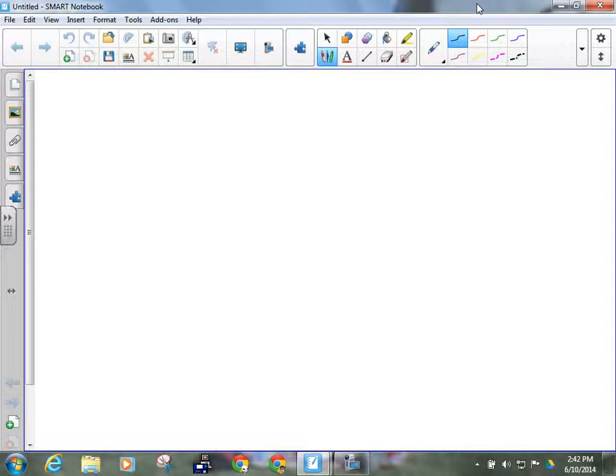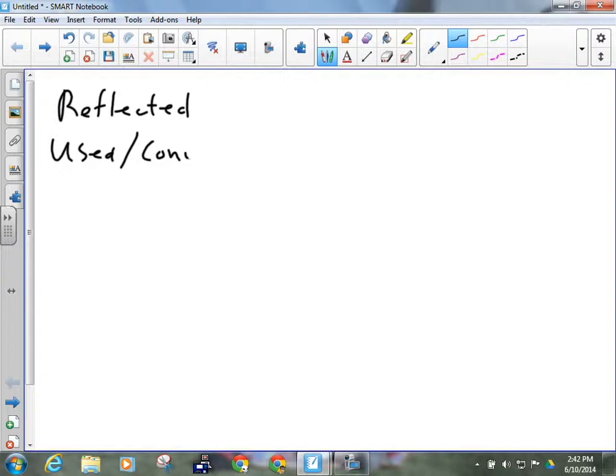It could be reflected. What else could happen to it? Used, slash converted, and what process did that? Right, through photosynthesis. Important to remember these things. And the last thing that could happen, it could be absorbed.